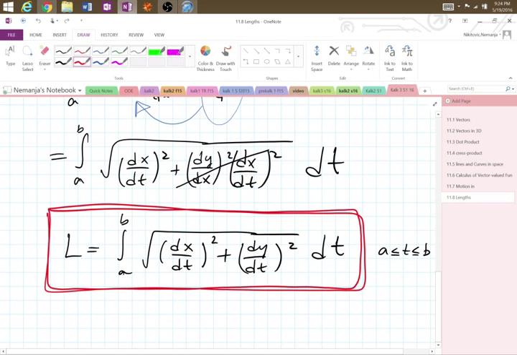So here is your parametric form. And as you can see, it is the derivative of x with respect to t squared plus the derivative of y with respect to t squared, and it's still under the square root.